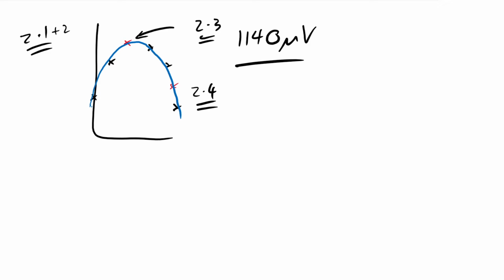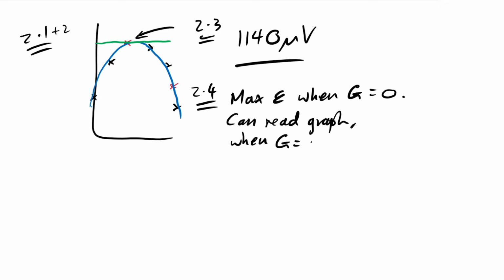2.4, why are we going to get a more accurate result for theta n with figure 6? We're told that this graph gives us the gradient of our previous graph. So if we're looking at the top here, we can say that at max epsilon, the gradient is 0. When g is 0, we can just read the graph: theta is equal to that theta n.